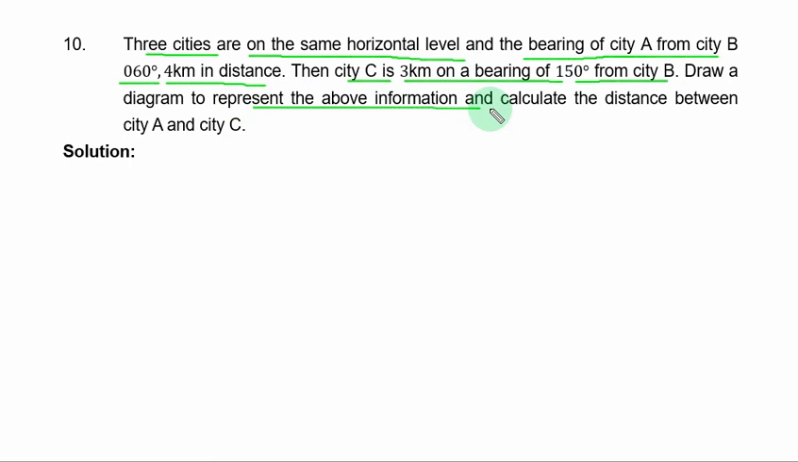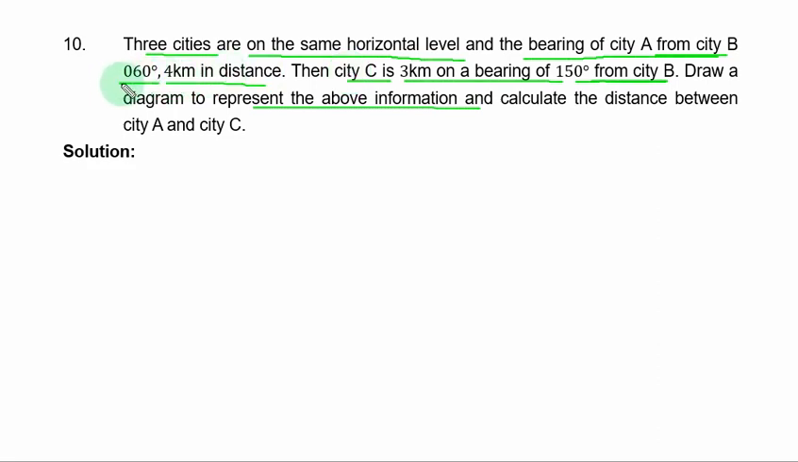Solution. You have to analyze the question carefully. Look at the first from city B, that is A. Look at the other one from city B, that is C. So cities A and C are from city B. That means city B is the focus in this question. That is one point. Secondly, consider their bearings.